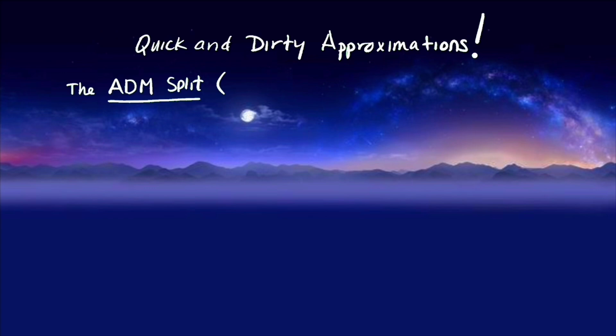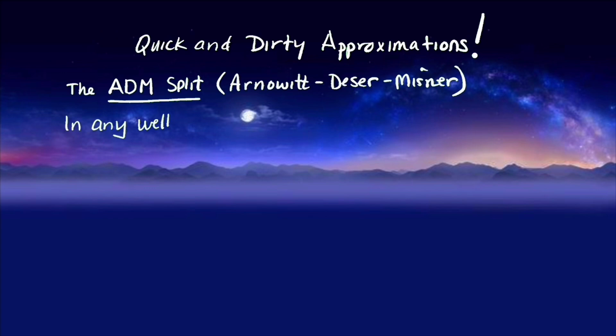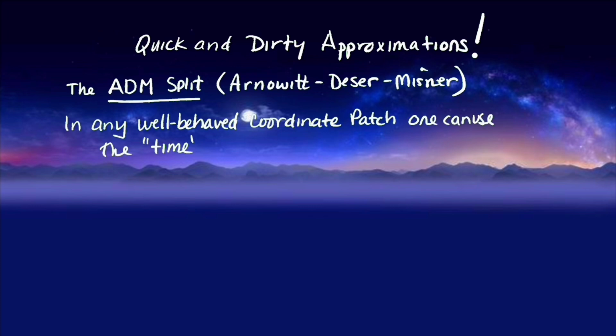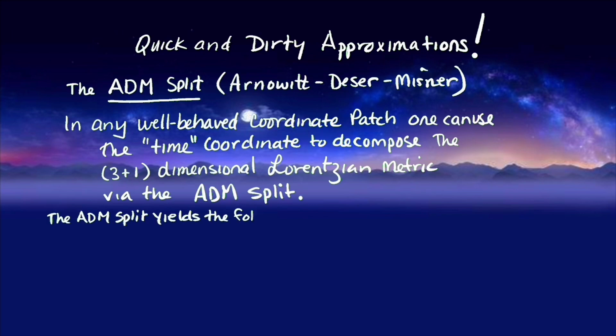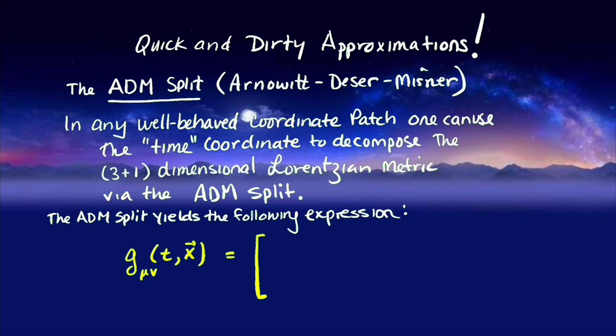Now, to get a quick and dirty approximation, one uses the ADM split. In any well-behaved coordinate patch, one can use the time coordinate to decompose the 3+1 dimensional Lorentzian metric via the ADM split. The ADM split yields the following expression, where the metric is split in terms of its time components and its spatial components.